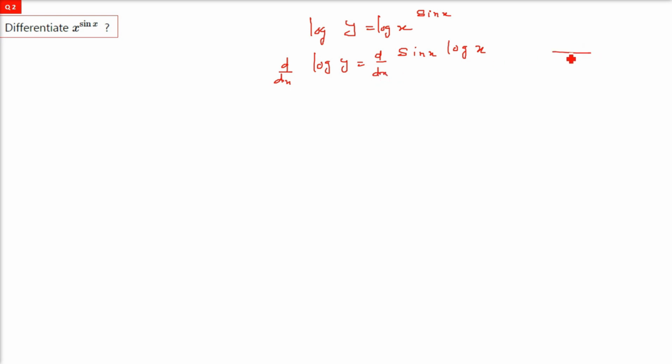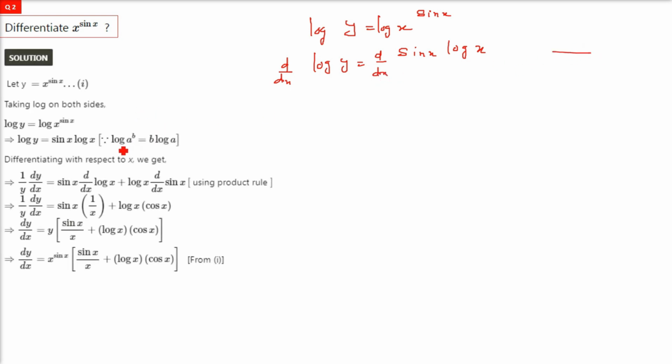Whatever I am saying, you have to write it. So this is how you are going to go about it. I am just trying to help you with the logic, how it should be done. But the writing you have to do. Log y is 1 by y dy by dx. d by dx of sin x log x will be, we'll take sin x here, log x differentiation is 1 by x. Then log x outside, sin x differentiation will be cos x.